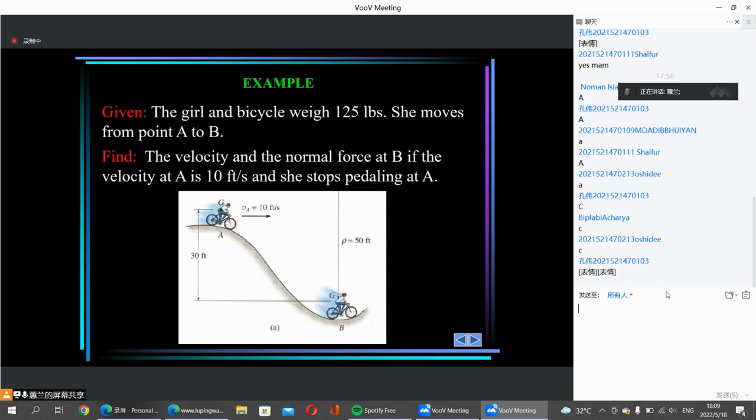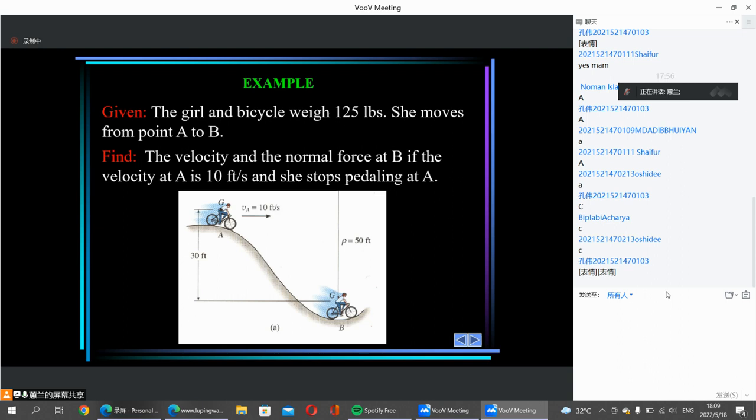Okay. For example, here, the girl and the bicycle weigh 125 pounds. She moves from point A to B. We need to find the velocity and the normal force at B. The velocity at A is given as 10 feet per second, and she stops pedaling at A. What does that mean? It means that there will be no input energy from the girl.